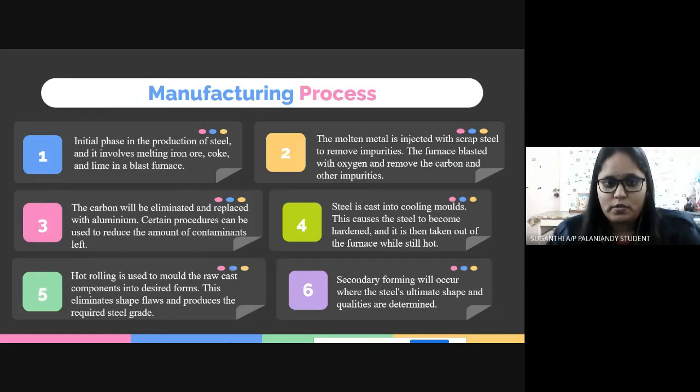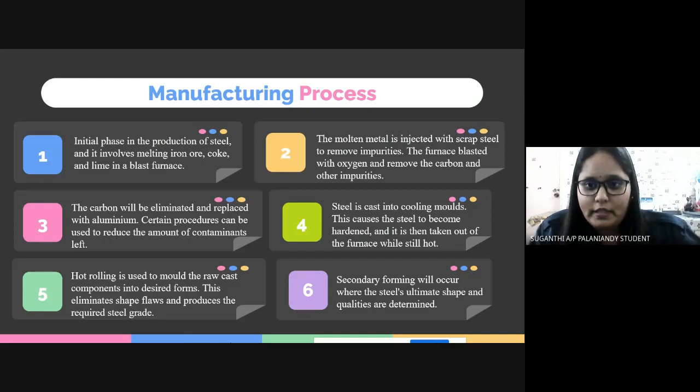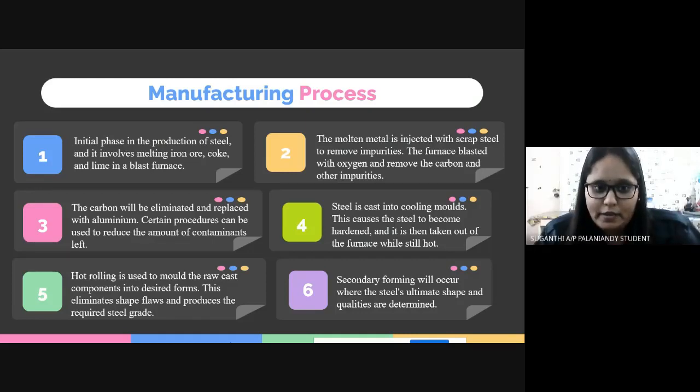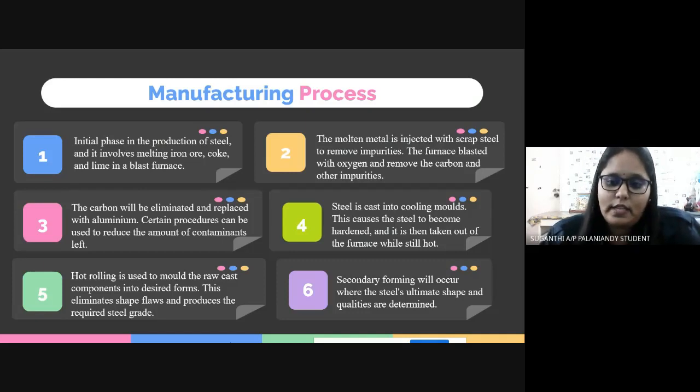These are the manufacturing processes of steel. Initial phase in the production of steel, it involves melting iron or coke and lime in a blast furnace. Then the molten metal is injected with scrap steel to remove impurities. The furnace is blasted with oxygen to remove the carbon and other impurities. The carbon will be eliminated and replaced with aluminium. Certain procedures can be used to reduce the amount of contaminants left. Then the steel is cast into cooling molds. This causes the steel to become hardened and it is then taken out of the furnace while still hot.